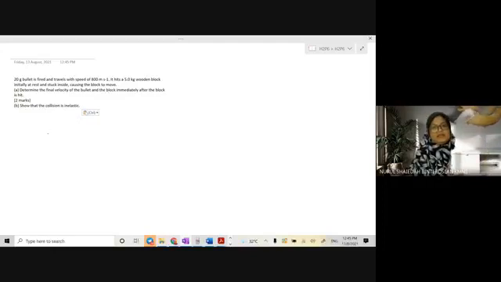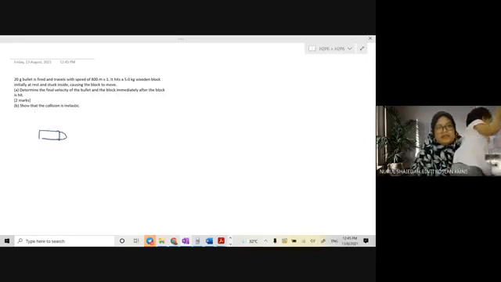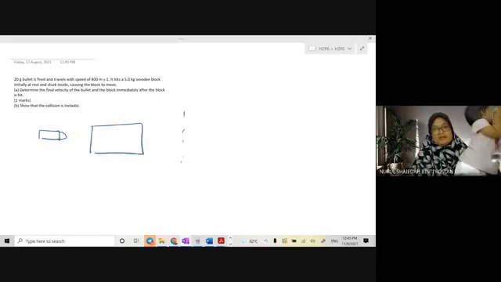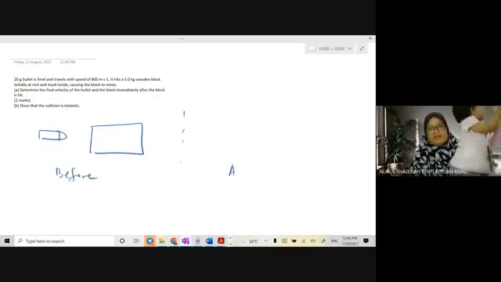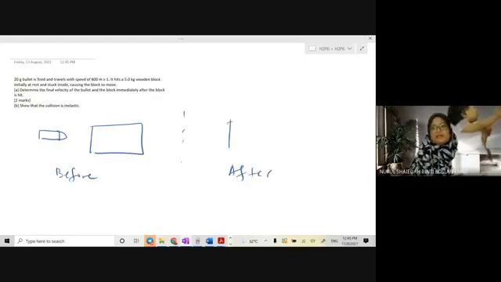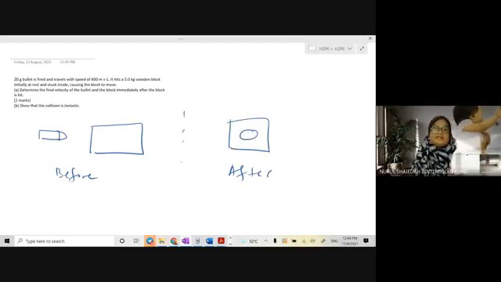Okay, a bullet. So ada bullet. Ada bullet, datang. Bullet lah datang nak masuk ke wooden block. Okay, ini before. Ini after. So after dia struck, dia masuk dalam tu lah. So dia duduk. So dia adalah stick together lah.